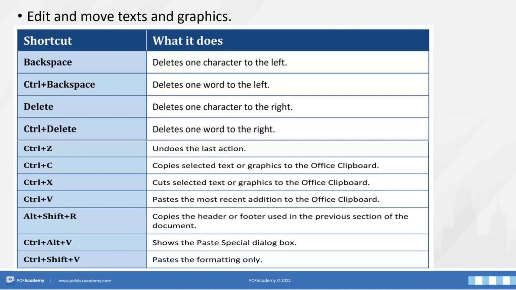If you want to copy the header or footer used in the previous section of the document, Alt Shift R. If you want to show the Paste Special dialog box, Control Alt V. If you want to paste the formatting only, Control Shift V.